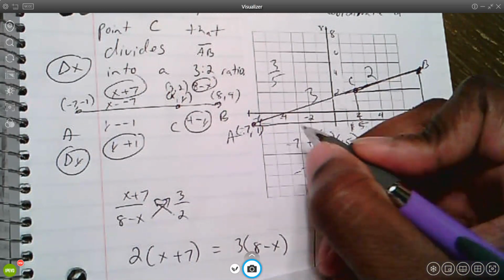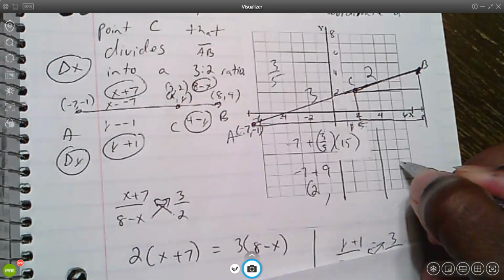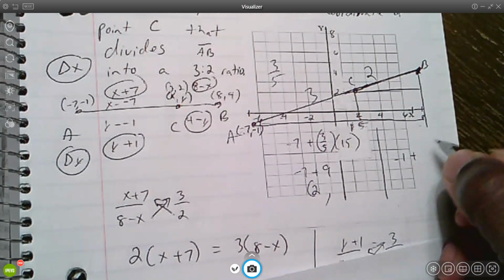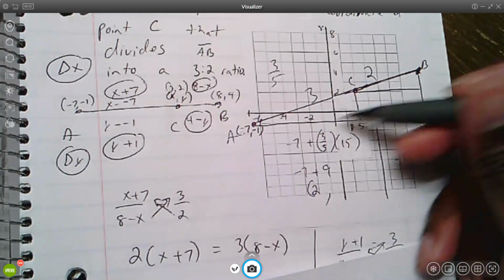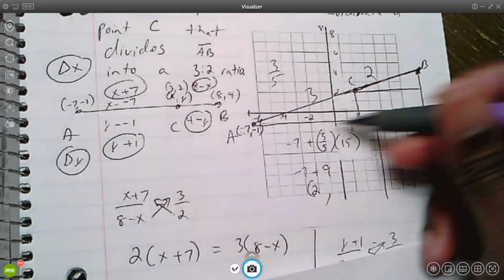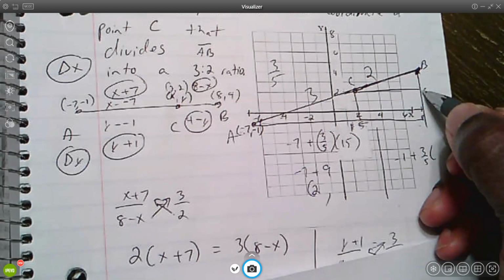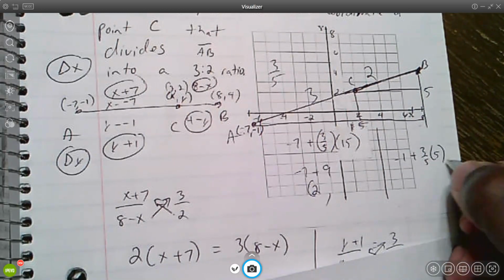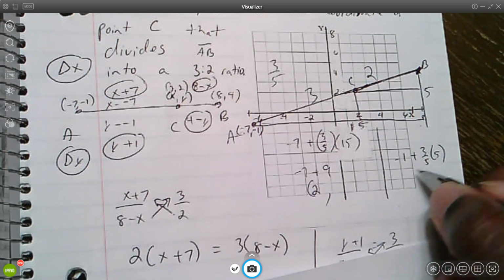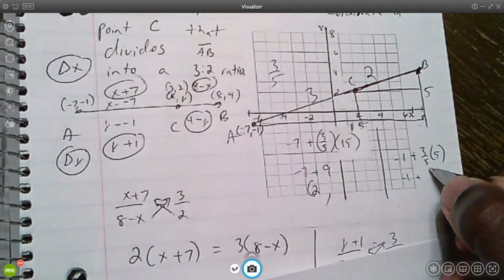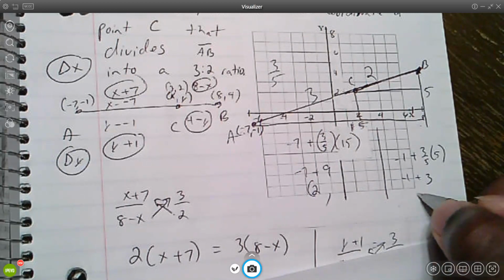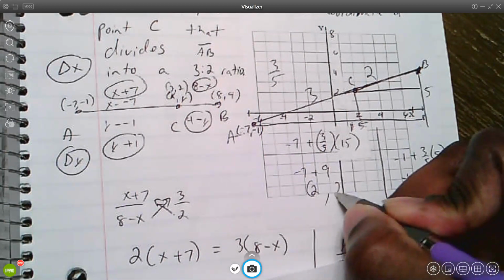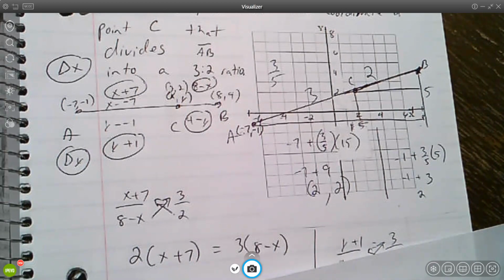And when I find my y coordinate, I would take -1, and then I would add 3/5 of the change in y, right? So you went up here to 4, you're down to -1, so that length is 5. So it's 3/5 of 5. So that gives you 15 over 5, that's 3. So -1 plus 3, that's 2. So the y coordinate is 2. So I know that's the coordinate for it. And that's one way of getting it.